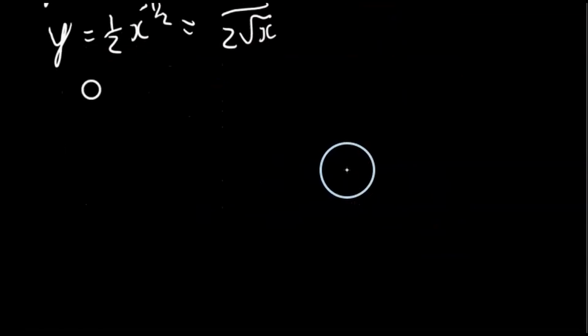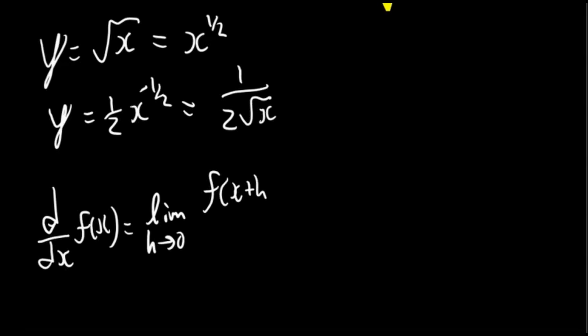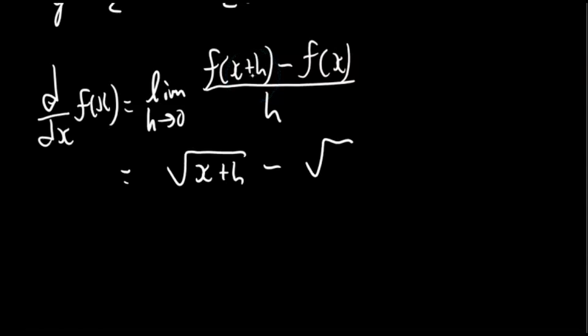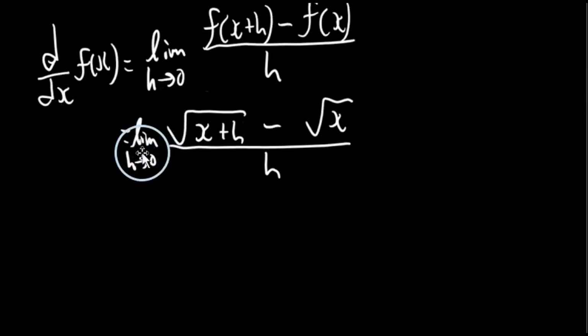The longer method is using the definition of the derivative. The derivative with respect to x of f of x is, using the definition, the limit as h goes to 0 of f of x plus h minus f of x, divided by h. Now f of x is our function, so f of x plus h is going to be the square root of x plus h, minus the square root of x, all over h. And don't forget to include this limit, as h goes to 0. I almost did. You'll lose a little bit of marks if you forget that.